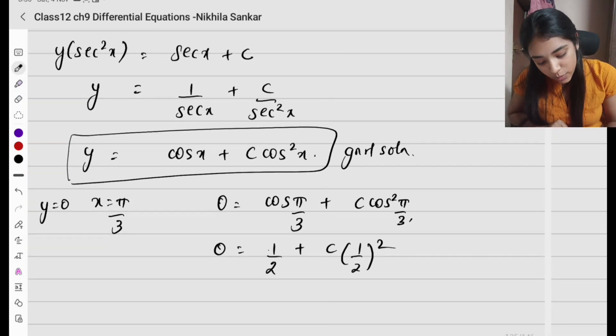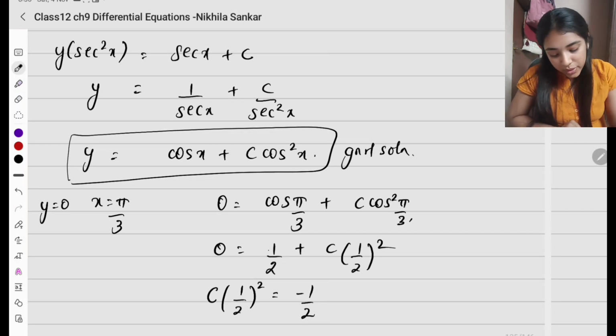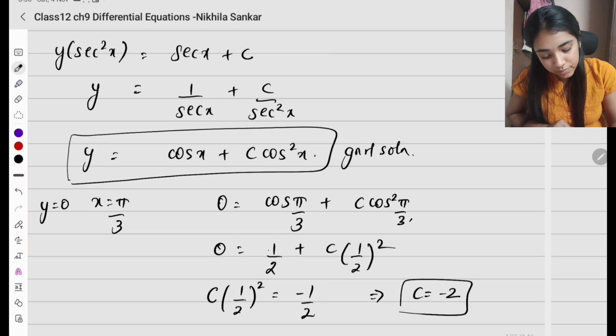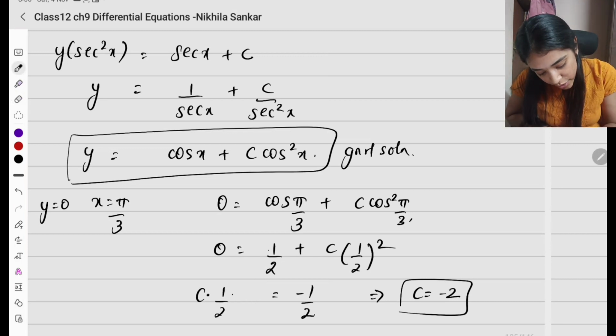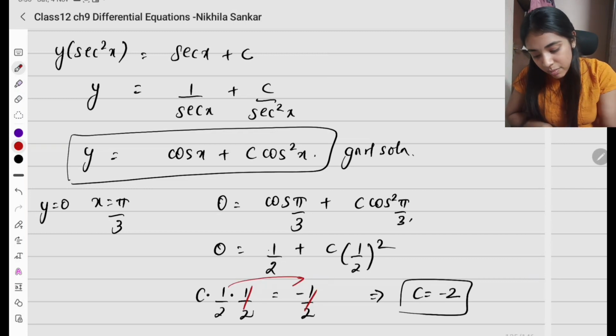So what do I have? c times 1 by 2 the whole square equals minus 1 by 2. One 1 by 2 cancels with another, so I have c equals minus 2. Clear? Understood? I'll write it like this: 1 by 2 the whole square is going to be 1 by 2 into 1 by 2, so one 1 by 2 cancels with the other. When the remaining 1 by 2 goes to the other side, I'll have minus 2.